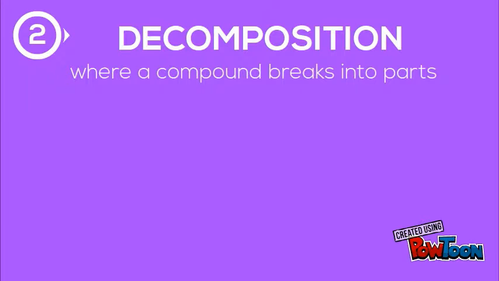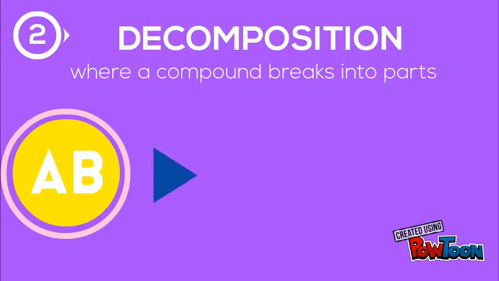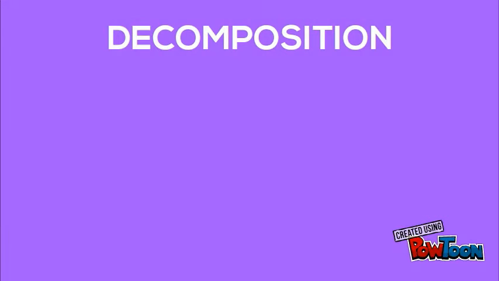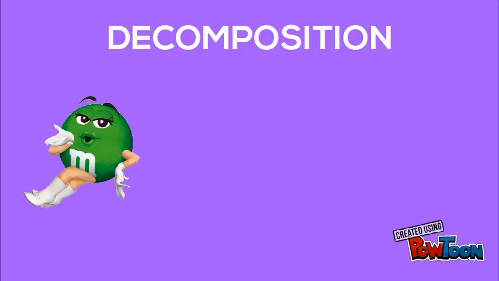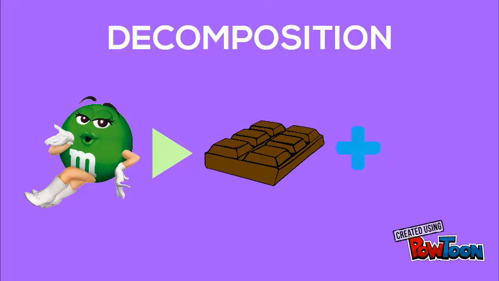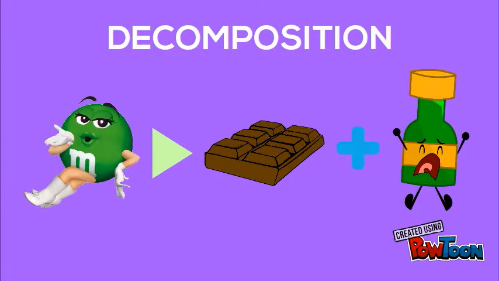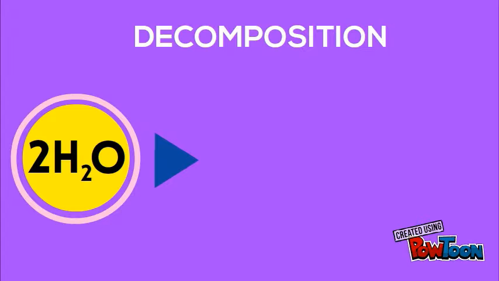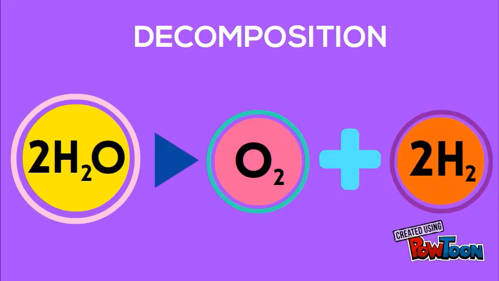Second is decomposition, where a compound breaks into parts. It is when a combined compound AB breaks down into 2 or more elements or compounds. Decomposition is like taking M&Ms apart. They end up in pure chocolate and their covers are the food colorings. An example of which is the electrolysis of water, wherein there is a decomposition of water into oxygen and hydrogen gas.